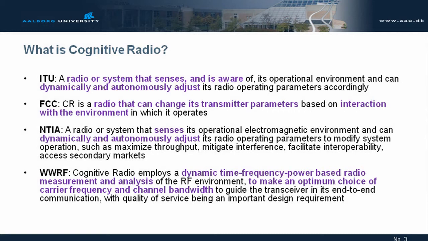So, first of all, what is cognitive radio? A lot of people try to give a definition of it. These are some that I selected. ITU, FCC, other regulatory and industrial forums. A radio system that senses, is aware, dynamically and autonomously adjusts, can change transmitter parameters, interacts with the environment.